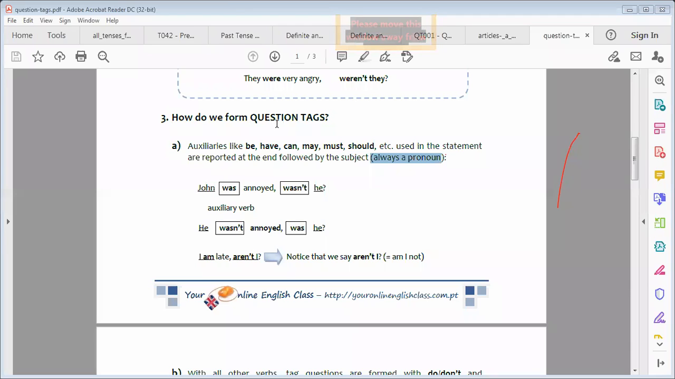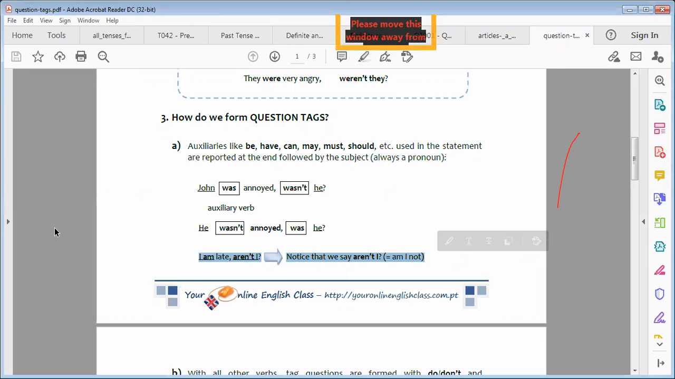Now the helping verb could be a primary auxiliary or a modal auxiliary. Whatever the auxiliary verb is, use the same auxiliary verb to form your question tag. I am late, aren't I? Okay, so this is the exception you should remember. If your sentence is I am late, the helping verb here is am, but there is no such form in English called amn't. Okay, it's not there. So only for this one, if the helping verb in a sentence is am, then the question tag will be aren't I. Okay, please remember this exception. Notice that we say aren't I and not am I not. But if it is a negative sentence, I am not late, then it's easy. You will just write am I and a question mark.